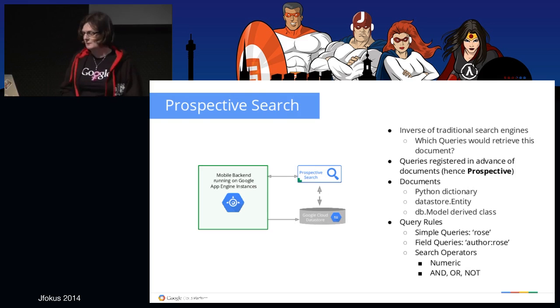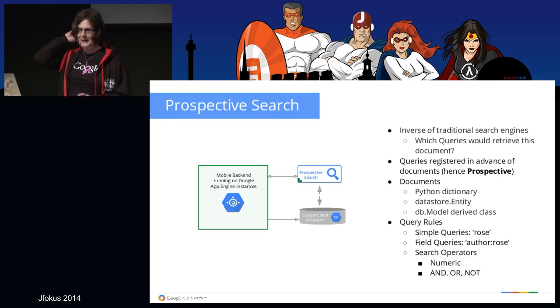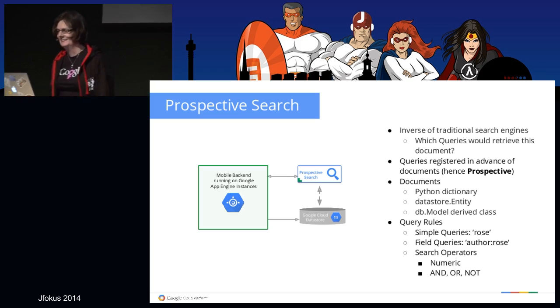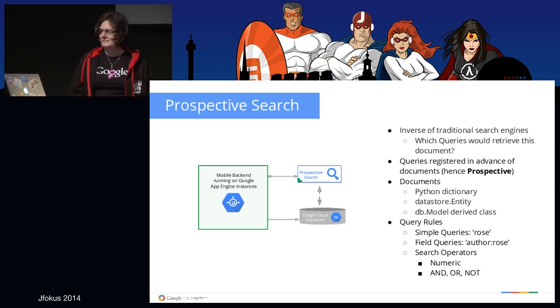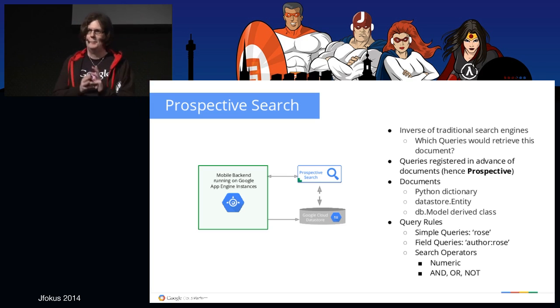And the final one I want to talk about is Prospective Search. And I kind of include this slide because I really like Prospective Search. I think it's really fascinating. So Prospective Search is kind of the reverse of traditional search engines, where you have a bunch of documents, a bunch of data, and you make queries against those documents and against that data to find matches.